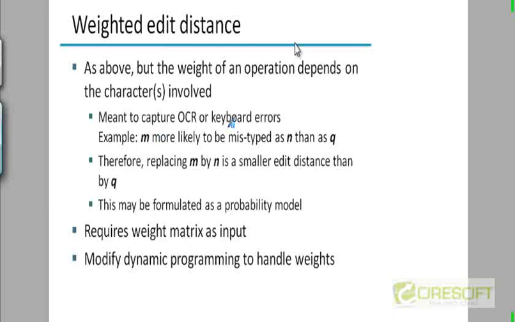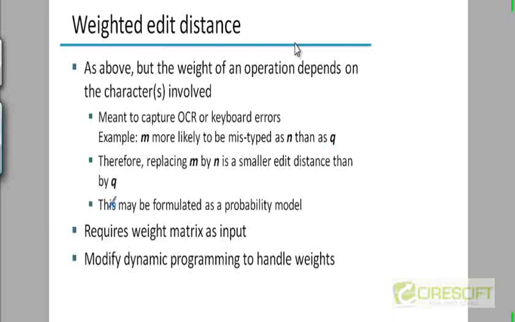For the keyboard, in the same way, because M and N are located right next to one another, it's more likely that you will mistype an M with an N than mistyping an M with a Q, because Q is pretty far away on the keyboard. So the cost of substituting an M with an N or vice versa is going to be smaller than the cost of substituting an M with a Q. Right?